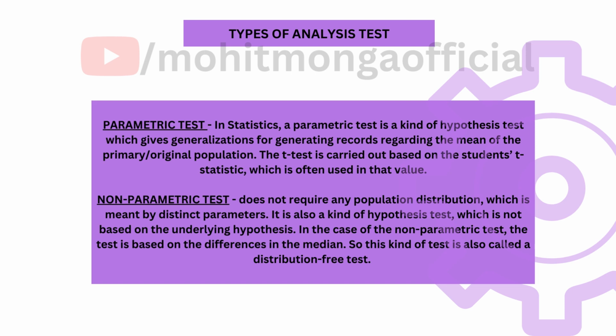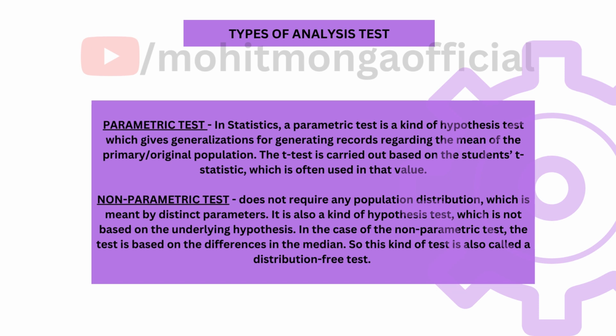Types of analysis, parametric and non-parametric test. Parametric test: in statistics, a parametric test is a kind of hypothesis test which gives generalizations for generating records regarding the mean of the primary/original population. The t-test is carried out based on the student's t-statistic, which is often used in that value.